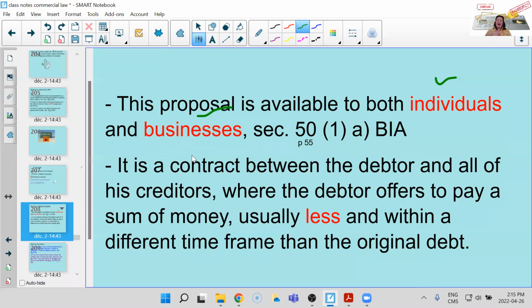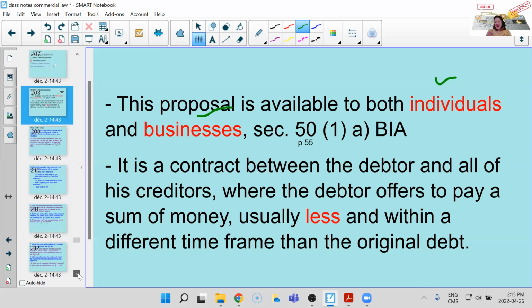So in general, what is the idea behind a proposal, no matter which one it is? It's a contract between the debtor and all the creditors. The debtor will offer, through the trustee, to pay an amount of money, which is usually less than the amount that is owed, within a different time frame. So the person will reimburse part of the debt, which is usually more than what it would have been in a bankruptcy, but it's still less than the debt.